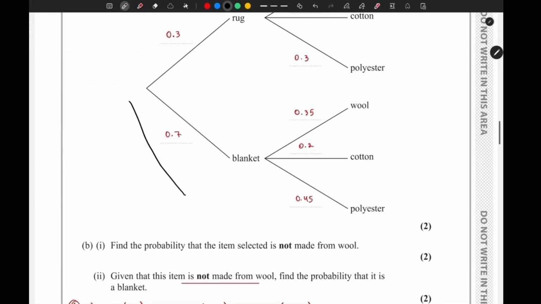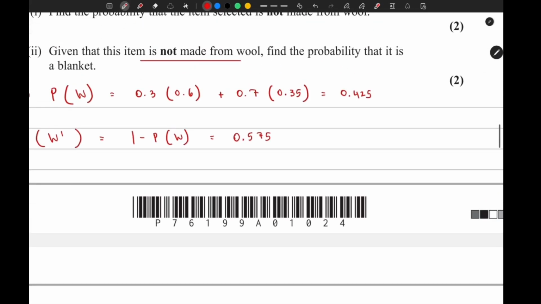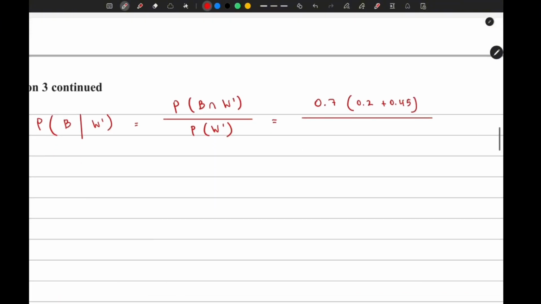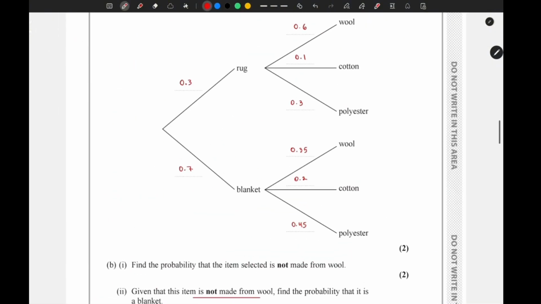So it's basically B intersection W prime. So it's these two values: 0.7 times 0.2 plus 0.45, divided by the probability that it is not made from wool. We know that the probability is 0.575. So this will be equal to around 91 over 115. So that is it for this question.